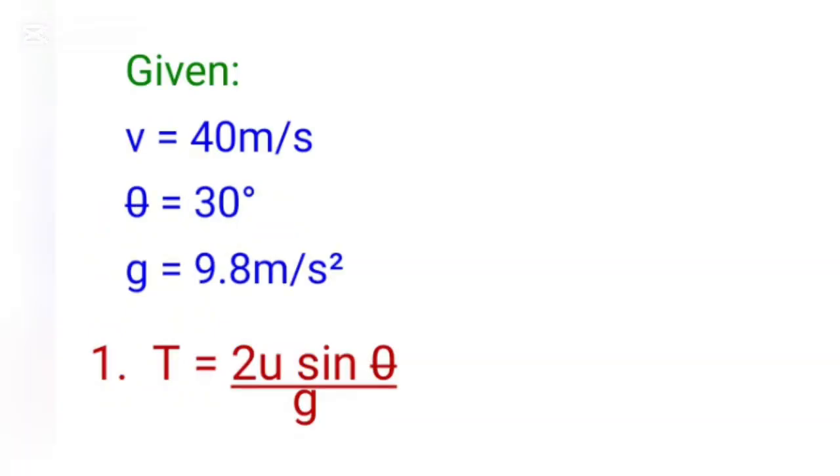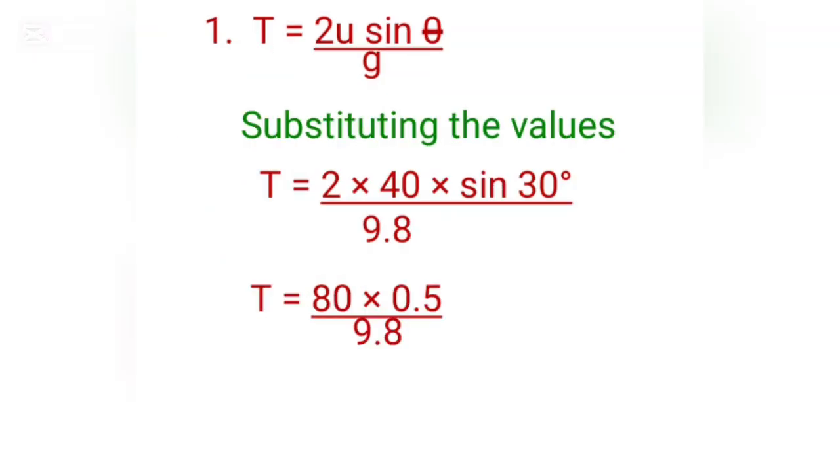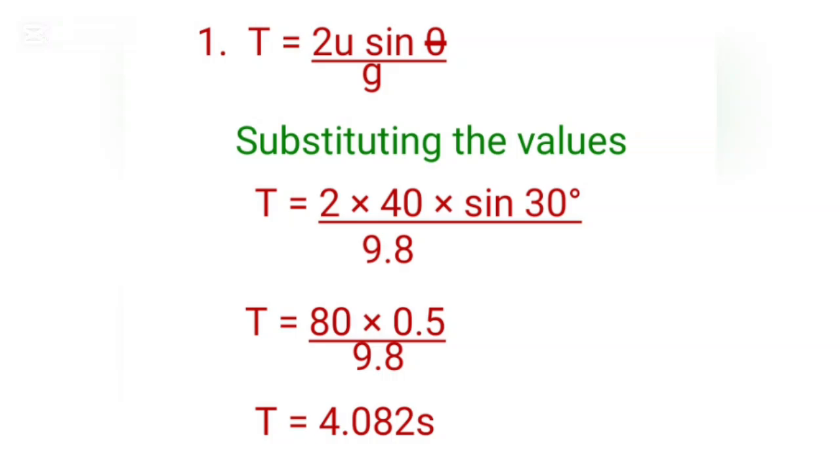Number 1. Time of flight. T is equal to 2u sin theta over g. Substituting the values, T is equal to 2 times 40 times sin 30 degrees over 9.8. T is equal to 80 times 0.5 divided by 9.8. T is equal to 4.082 seconds.